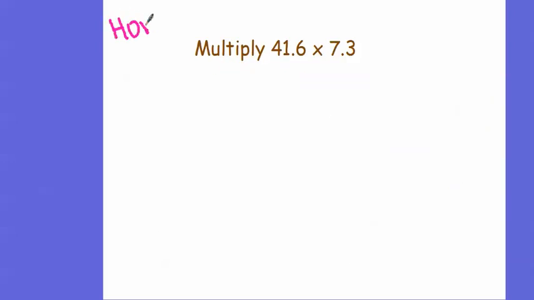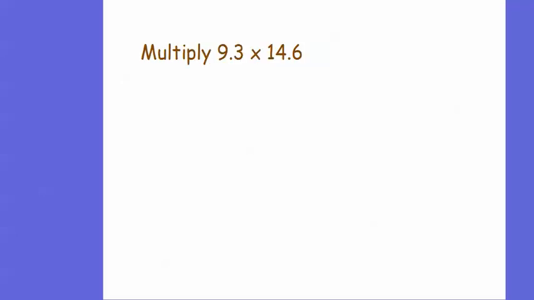All right. For homework, here's your first homework problem. I'm going to just write that up here to remind you. Homework problem number 1 is to multiply 41 and 6/10 times 7 and 3/10. Here's our second homework problem. You're going to multiply using the same method we were just working on. Multiply 9 and 3/10 times 14 and 6/10.